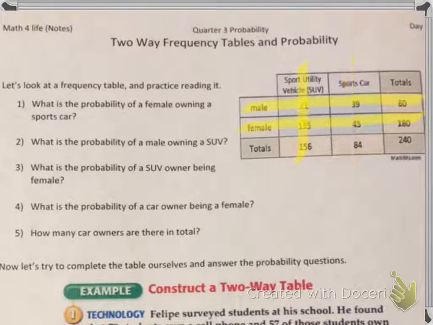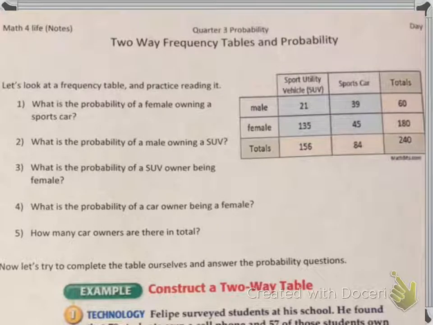What we're going to do now is use this frequency table to answer questions about the probabilities of something happening. Number 1 says, what is the probability of a female owning a sports car? So I want to look across the female column. That's my total number of females over here on the end. The total number of females is 180. And the probability of a female owning a sports car would be 45 out of 180. So we're going to write that probability over here, 45 out of 180.